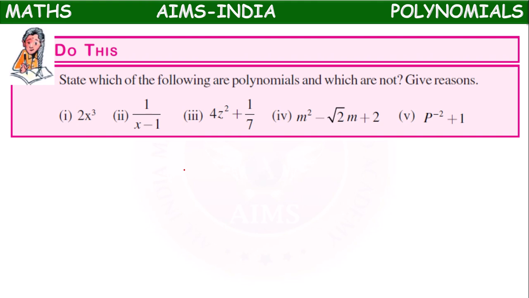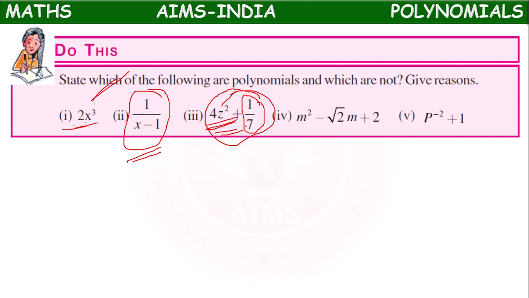Next one. State which of the following are polynomials and which are not. Give reasons. 2x cube: it's a polynomial because it has a constant and a variable raised to a positive exponent. 1 by x minus 1: it's not, because the variable is in the denominator; if it goes to the numerator, it becomes negative. Next: yes, polynomial, because of the positive exponent. Here we can have 1 by 7. A constant can be a rational number. It doesn't matter; we only have to check the exponent of the variable.